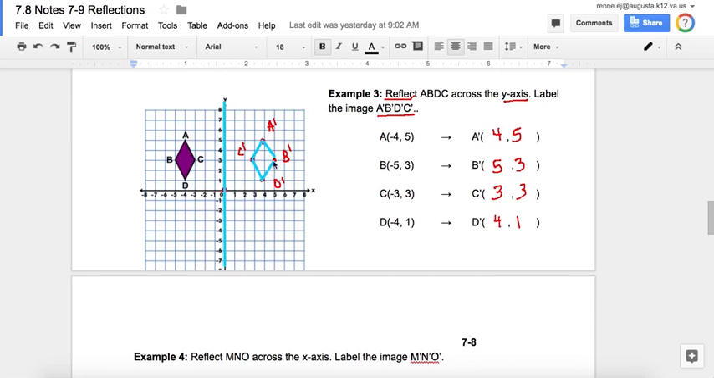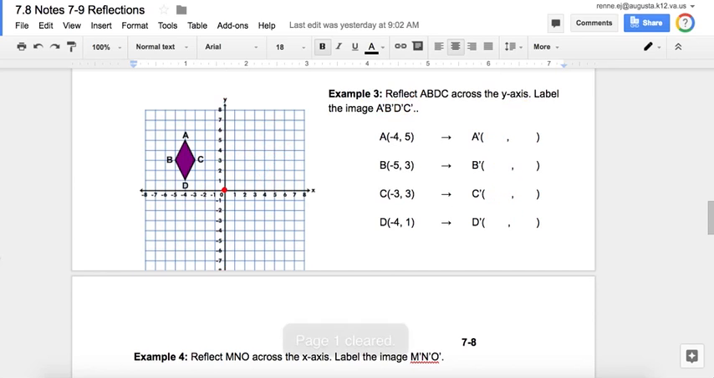Okay, so notice I'm labeling and I'm writing down my new coordinates. It's always important when you graph and reflect something that you label the coordinates. And also if it tells you to list the coordinates, then we list the coordinates as well. So pay attention to that when you do your classworks and homeworks.